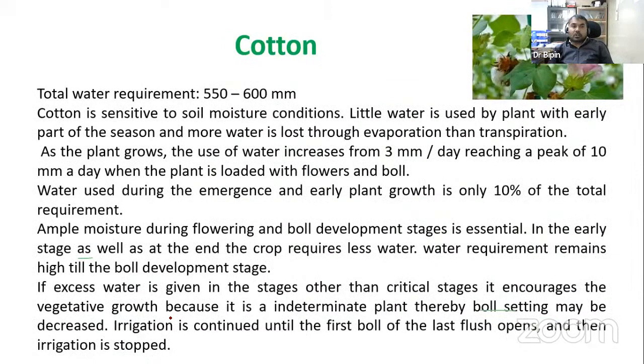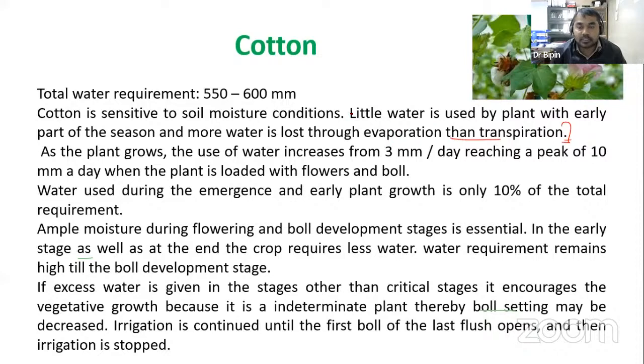Now we will discuss the cotton, and you can see the cotton requires 550 to 600 mm of water, and cotton is sensitive to soil moisture condition. Little water is used by the plant in the early part of the season, and more water is lost through evaporation than transpiration.